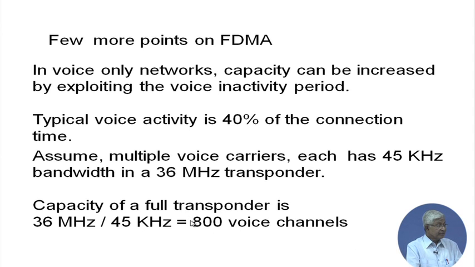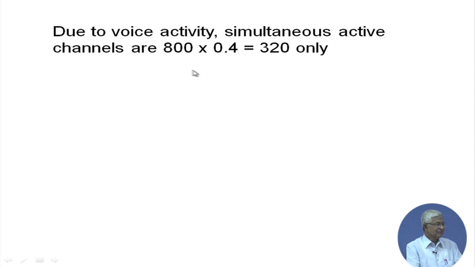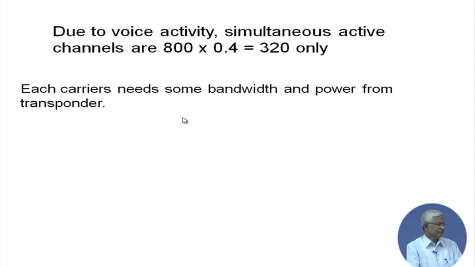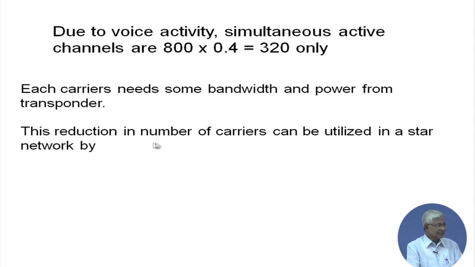But these 800 voice channels are not always busy, only 40% of them are busy. So, therefore, at any instant snapshot if you take, at the transponder only 320 carriers are present, but the satellite is giving that much bandwidth and that much power. So, bandwidth-wise and power-wise 60% of that is not used at any time. So, how can you use it? Each carrier needs some bandwidth and power from the transponder. So, with this reduction in the number of carriers, you get an advantage of power and bandwidth.